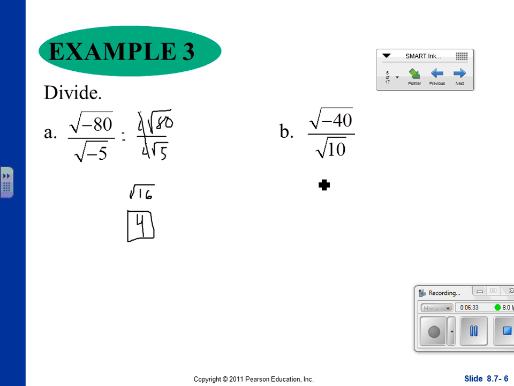Part B, you have to pull out the i before you can do anything else. So i square root of 40 over square root of 10. Now since we have 2 roots, none of them negative, we can divide. 40 divided by 10 is 4. So we have i times the square root of 4. And the square root of 4 is just 2. So we get 2i.